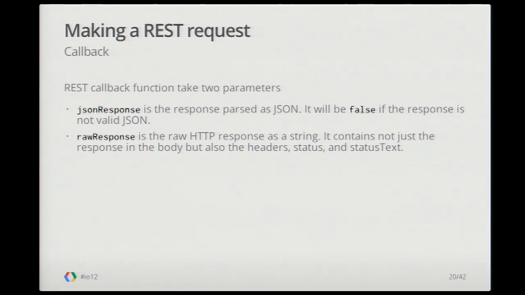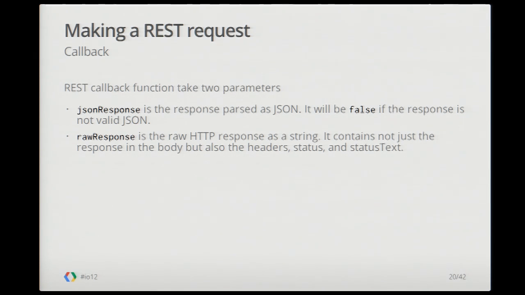So let's talk a little bit about that callback. The callback takes two parameters. The first is called JSON response, and this is the response from the response body parsed as JSON. This will actually be the Boolean value false if the response is not valid JSON or if it's just not JSON at all.